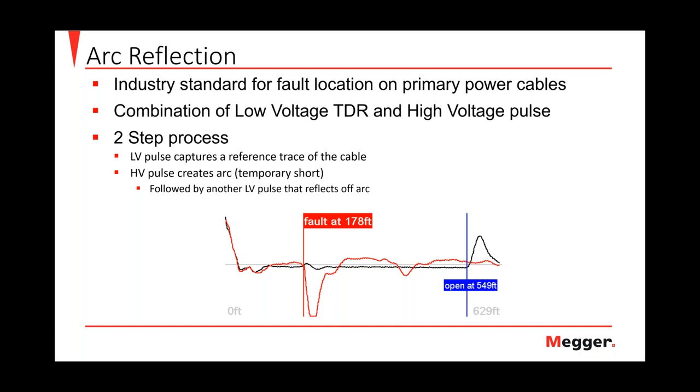There are challenges with that. Sometimes faults have a low resistance in that they won't allow us to sustain an arc and create that path. And it just bleeds the current off to that concentric neutral. So if we don't get a good strong breakdown on that fault, we are not going to be able to get a good strong signature back from that reflected waveform.